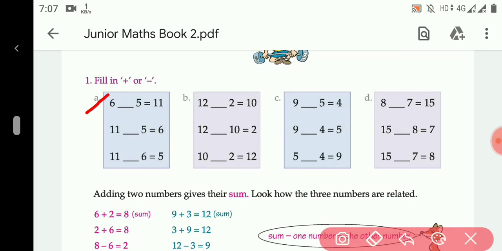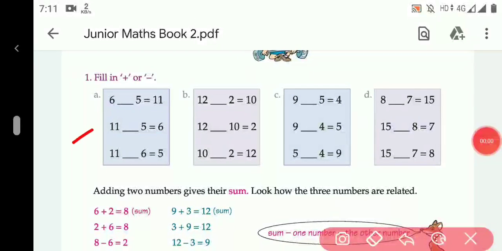A part, 6 fill in the blank 5 equals to 11. First we will count 6: 1 2 3 4 5 6. Then we will count 5: 1 2 3 4 5. Then we will add them: 1 2 3 4 5 6 7 8 9 10 11. So the answer is correct. So the plus sign will come here.